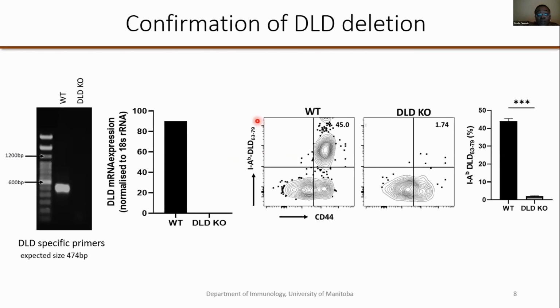I also confirmed DLD deletion in vivo by infecting mice with wild-type or DLD knockout parasites in the foot pad, and after 5 weeks, I assessed the spleen for the presence of DLD-specific CD4 T cells by flow cytometry using DLD tetramer. And you can see that in the DLD knockout group, there was no detection of DLD-specific CD4 T cells compared to the wild-type group, which suggests that DLD has been deleted.